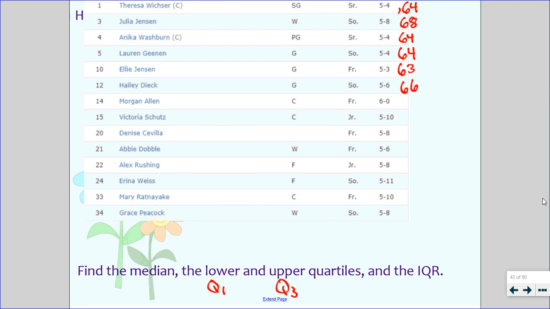Now, 6 foot, 6 times 12 is 72 inches and 6 feet. So there are all the girls' heights in inches. Now I'm going to arrange these in order from lowest to highest.